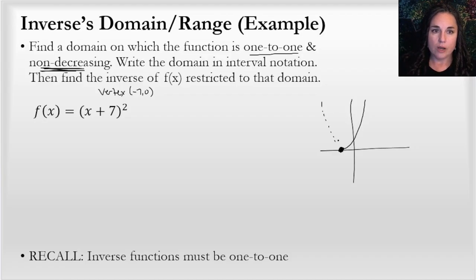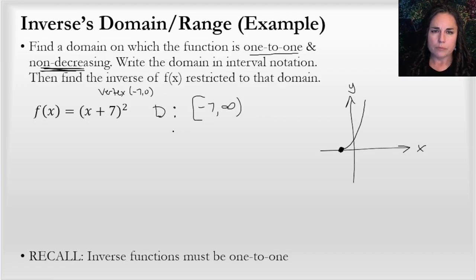This is the part of the graph that's decreasing. I'm going to leave it out, but it says non-decreasing, so that means I can include this point, -7, 0, in my domain. So when I write the domain in interval notation, I'm going to include this -7, and it's going to keep going infinitely in the x direction. So this is the domain for the original function.